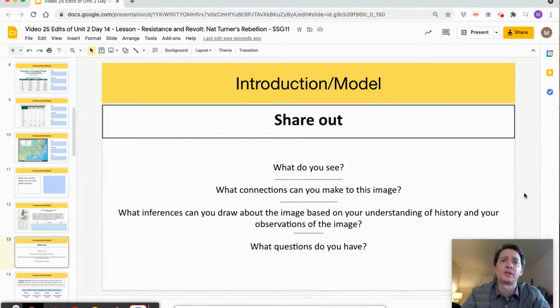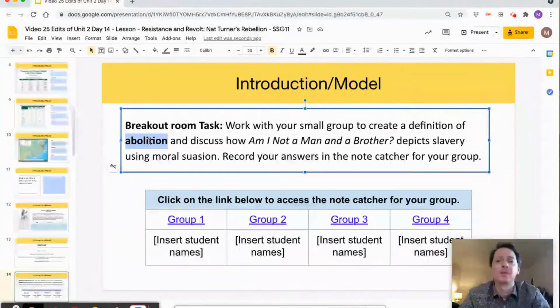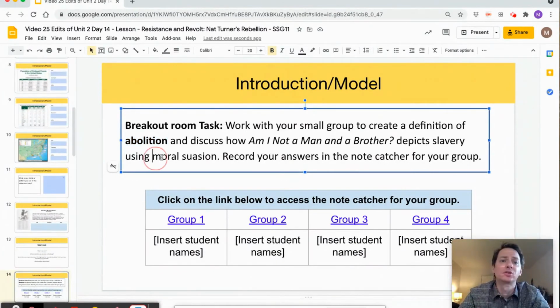The next part of the lesson requires groups of students to collaborate on how they will define abolition and to discuss how the image Am I Not a Man and Brother depicts slavery using moral suasion. To define abolition, students will likely rely on prior knowledge from other history classes as well as outside information, in addition to considering the purpose of the image as the seal of the Society of the Abolition of Slavery in England, which we just discussed.